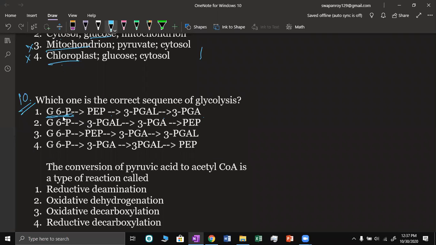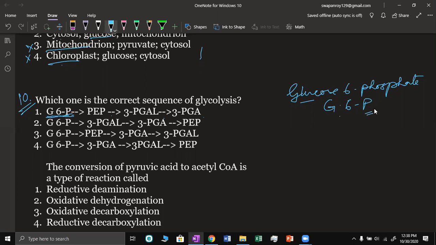Glucose 6 phosphate dehydrogenase, not hydrogenase. There is no hydrogen. This one is glucose 6 phosphate. Here G stands for glucose, and 6 is the number of the carbon to which this phosphate group is attached.